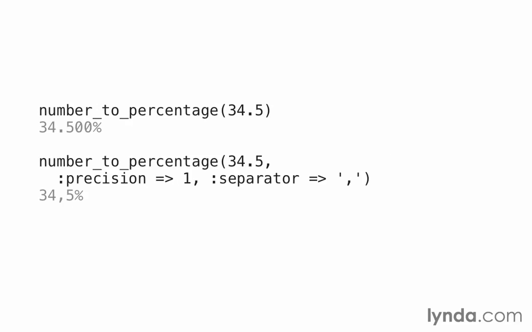number_to_percentage formats a number as a percentage. But note that it's just changing the formatting. It's not also dividing by 100. So don't be tripped up by that. 34.5 becomes 34.500%, not 0.34500%. Don't let that throw you off. And we can specify the precision, the separator, and the delimiter as options.